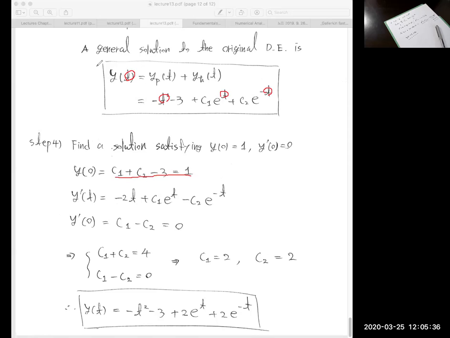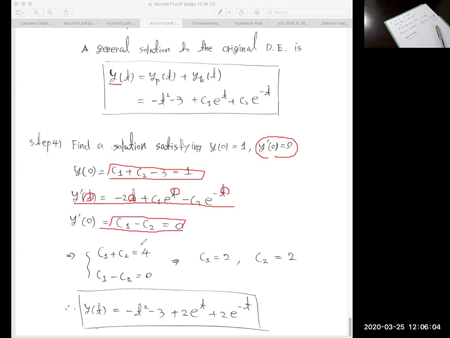Then we find the derivative of y, because to impose y prime of 0 equals 0, we need the derivative of y, right? Then y prime is this, and then plug in 0 for t. Then we got c1 minus c2 must be 0 by the initial condition. So we got two linear equations for c1 and c2. Solve the system, and then we'll get the particular solution finally.